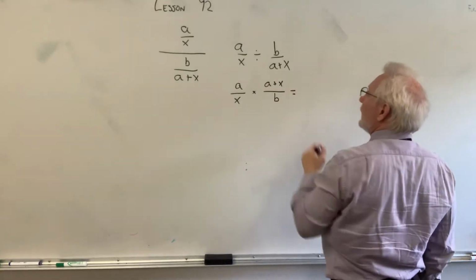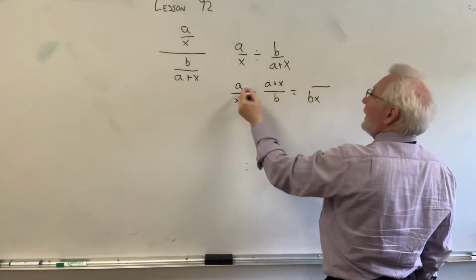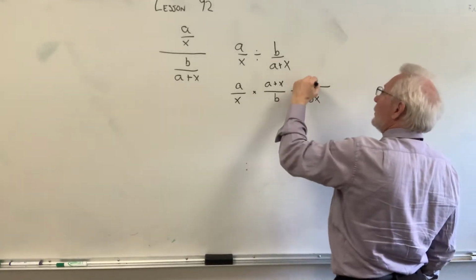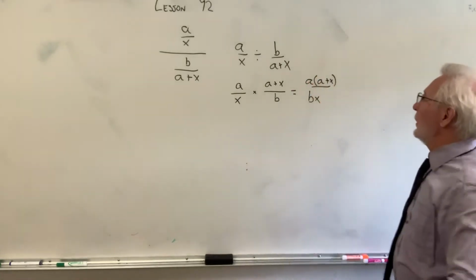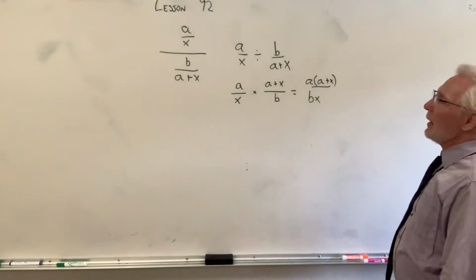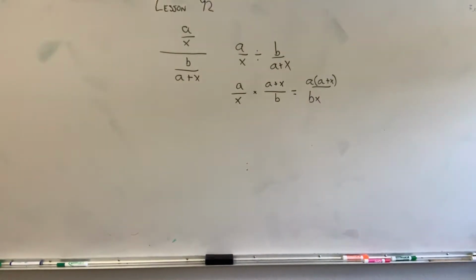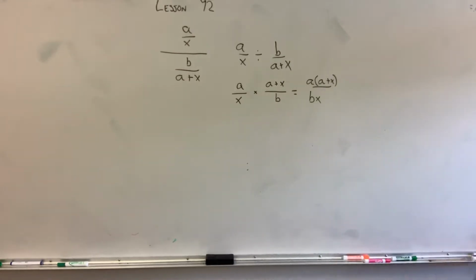Now when I multiply this out, I'm going to get BX. Now here, the way the book does it is they do A times A plus X. If you put A squared plus AX, I get it. I probably won't mark it wrong, but this is the way that they do these. So this is the way we're going to try and do these for now.